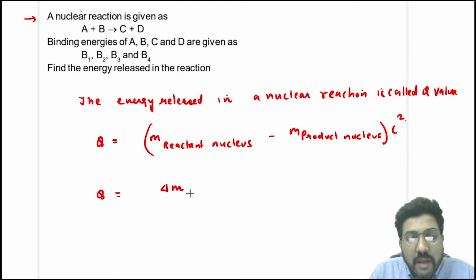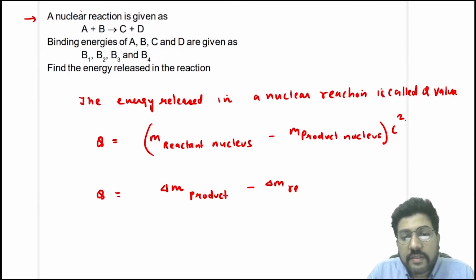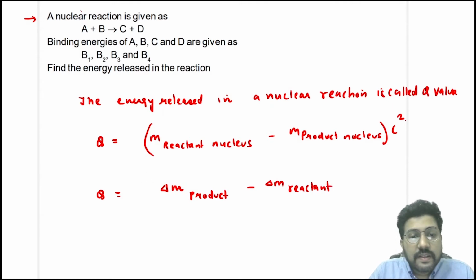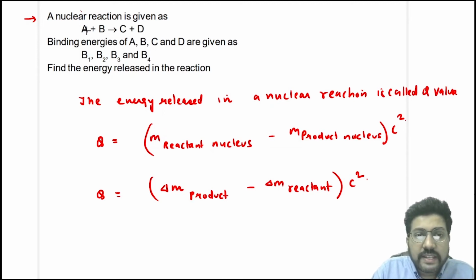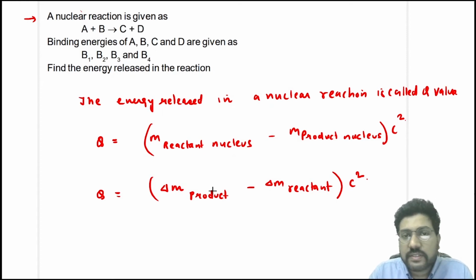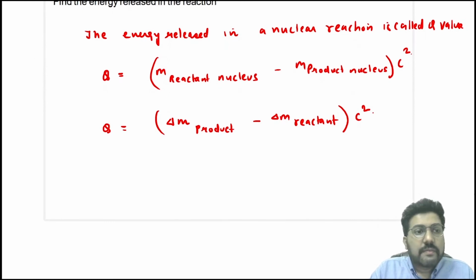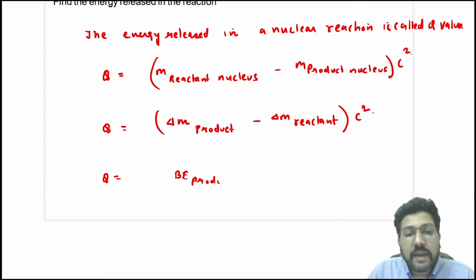This is also defined as mass defect of product minus the mass defect of reactant nucleus into C square. When you write the mass, you will write the mass of reactant nucleus first and mass of product nucleus later. But when you write the mass defect, the mass defect of product you will write first, because the product nucleus has less mass, that means it has more mass defect. Now mass defect multiplied by C square is nothing but the binding energy. So this is equal to binding energy of product minus the binding energy of the reactant.